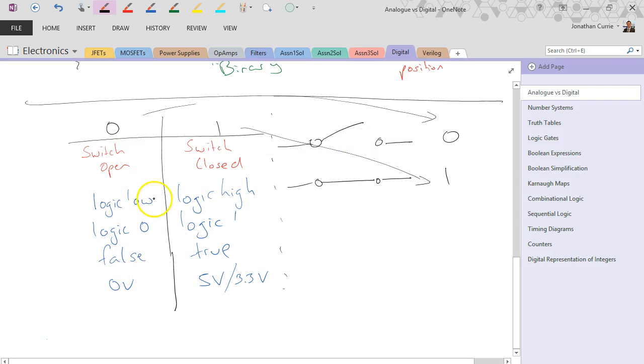When the switch is open, logic low. The value here that we're interested in is low. Logic 0, false, 0 volts. When the switch is closed, obviously if we've got VCC here and V out here, V out equals VCC equals high, true, 1. Those are all names associated with this. So with digital systems, primarily we're interested in whether it is a 0 or a 1. Those are our two conditions.